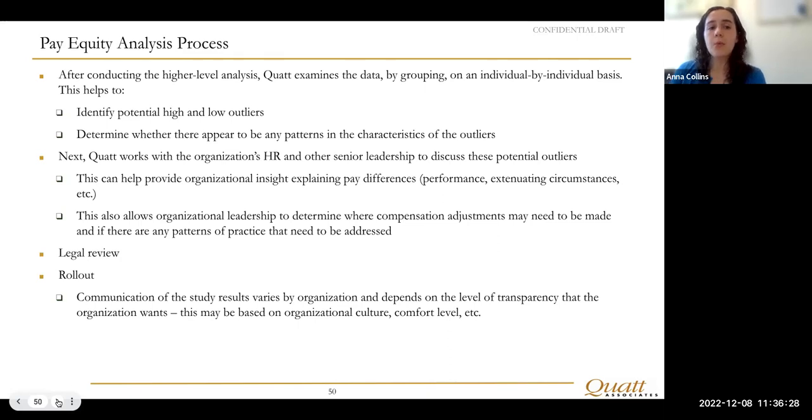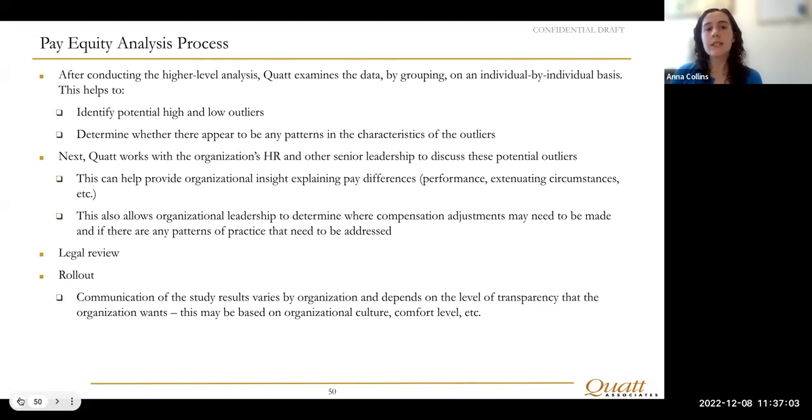As a next step, we recommend very highly that an organization, still on the former slide. Oh yes. So we recommend a legal review take place. And that's just because there are a lot of federal and local regulations, and it's good to be aware of those and make sure that you're in alignment with everything. And as far as rollout, I wish I had a one-size-fits-all answer, but it's really been different with every client that we work with. The communication of the study results is going to vary based on how much transparency the organization is embracing, and that could be based on the organization's history and culture, the comfort level of executives.